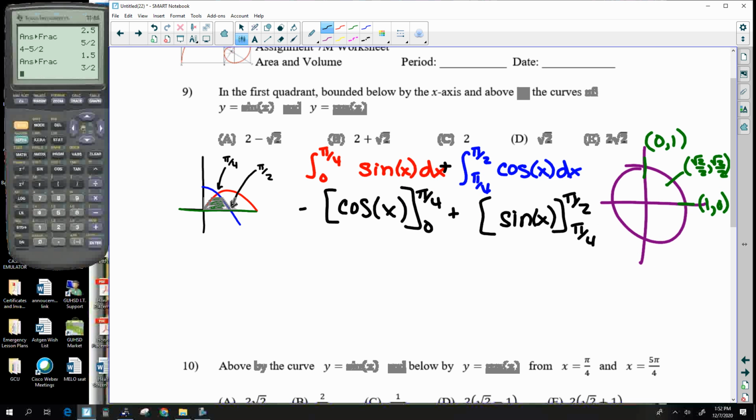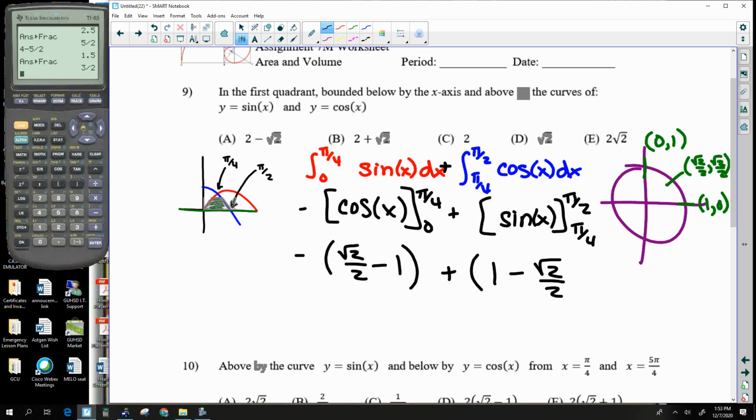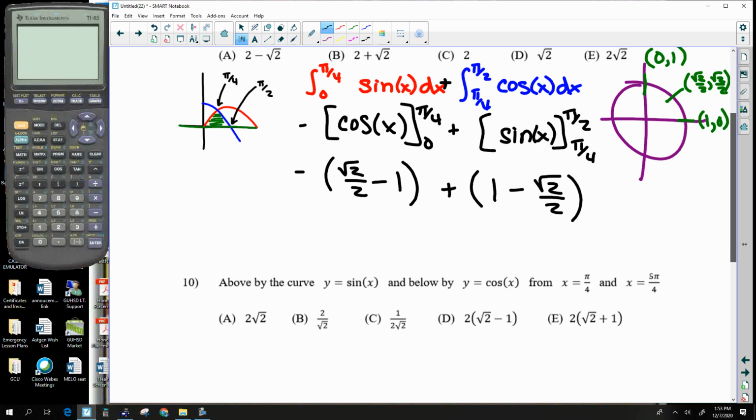Okay, so the first one is going to be the cosine of pi over 4, square root 2 over 2, minus the evaluation at 0, cosine is 1. Plus the sine at pi over 2, which is 1, minus square root 2 over 2. All right, so we have negative square root 2 over 2 minus 1 plus 1 minus square root 2 over 2.